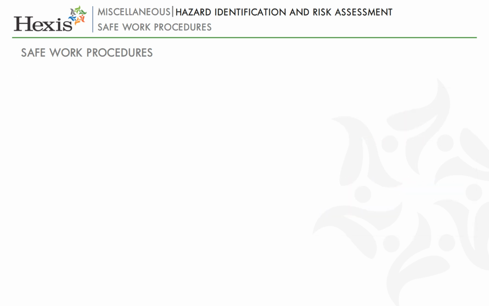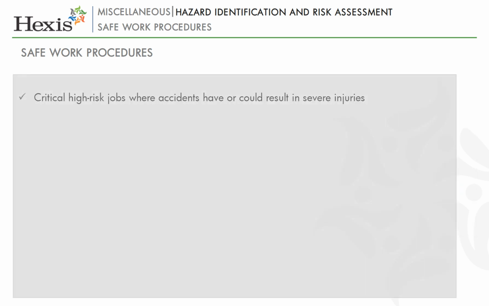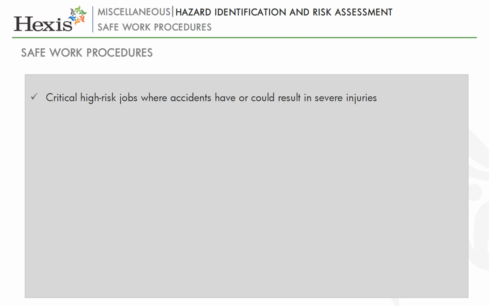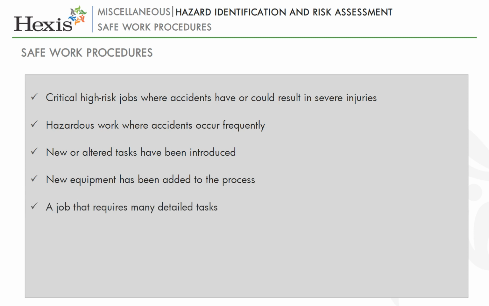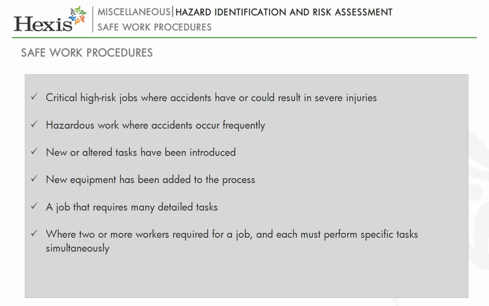Safe work procedures are generally prepared for critical high-risk jobs where accidents have or could result in severe injuries. Hazardous work where accidents occur frequently. New or altered tasks have been introduced. New equipment has been added to the process. A job that requires many detailed tasks. Where two or more workers are required for a job and each must perform specific tasks simultaneously. Specific tasks are done infrequently.